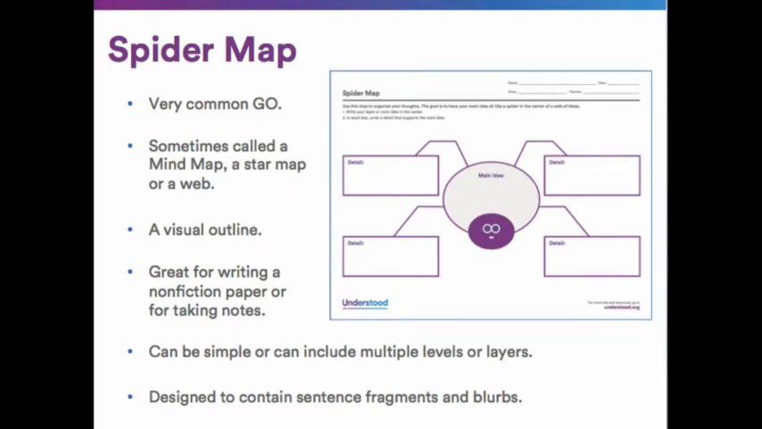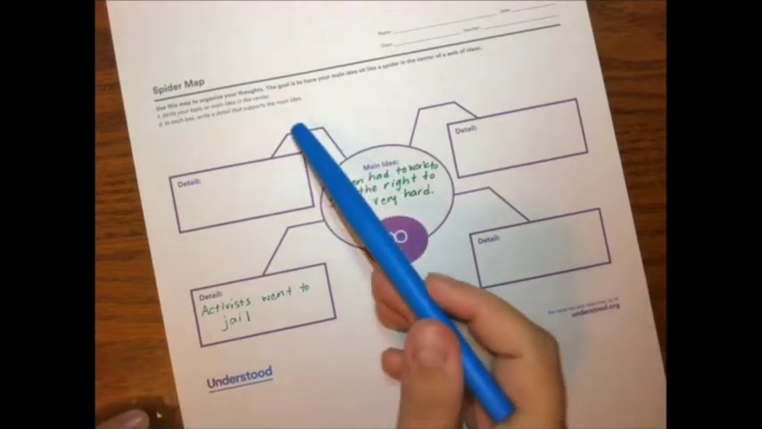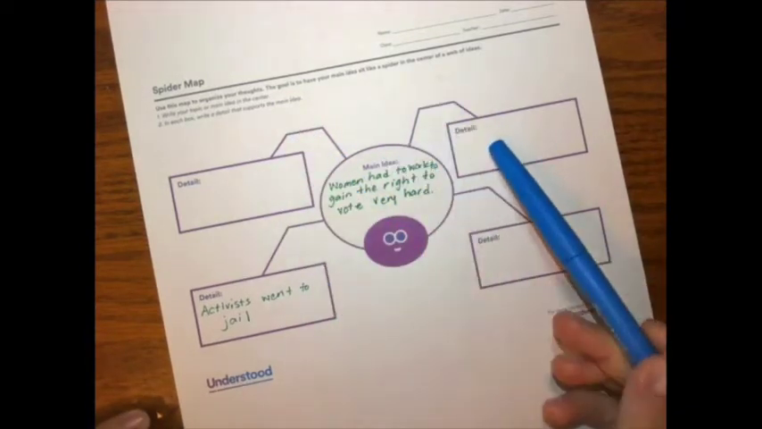The next graphic organizer is a spider map. This is an example of what's called a spider map, and sometimes they're also called mind maps or webs. But the purpose is that you have a main idea that you write in the center circle, and then you have details that come off of that main idea.